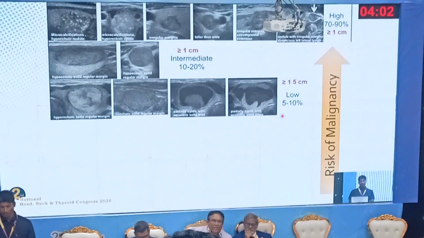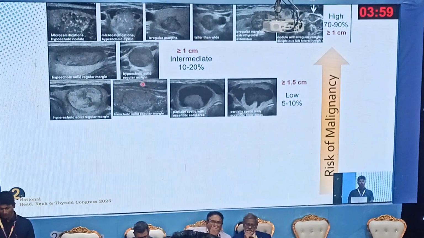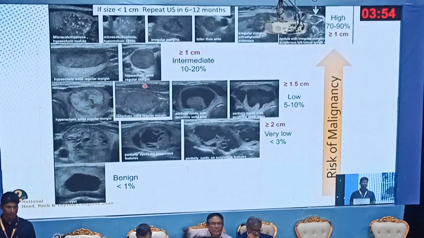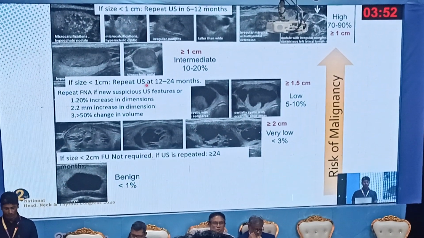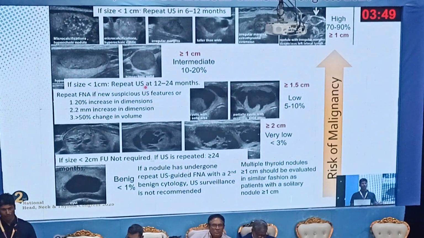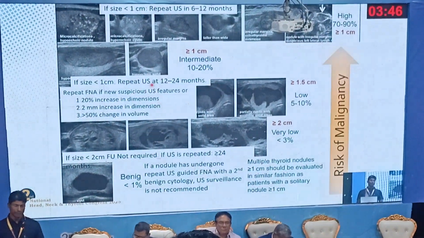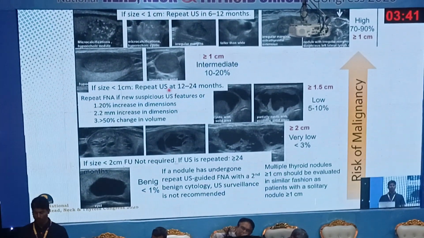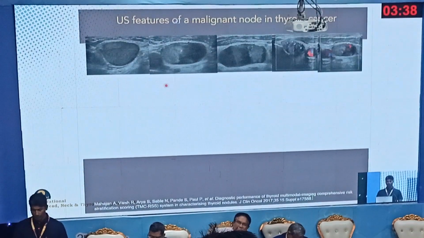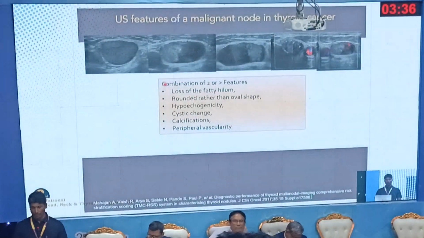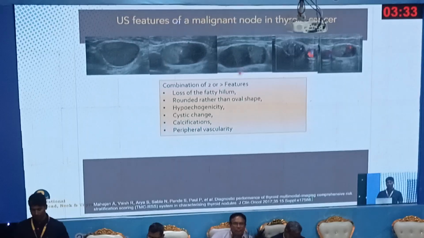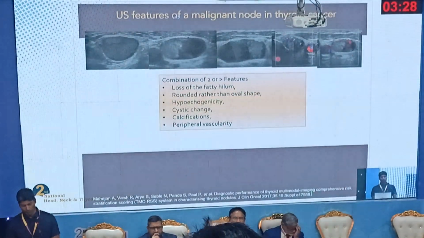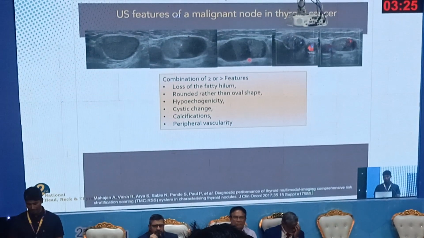So the risk of malignancy is very high if it is solid and hypoechoic with multiple punctate echogenic foci. As the cystic component increases, the risk becomes low. FNAC categories vary, but for a class 3 nodule, FNAC is recommended only if it is more than 2.5 centimeters. Again, for USG features of a malignant node, like I said, loss of fatty hilum and echogenic foci within necrosis, that is again a suspicious node.